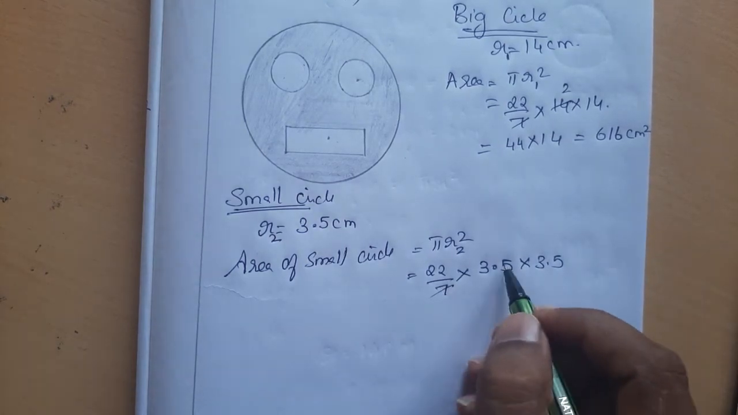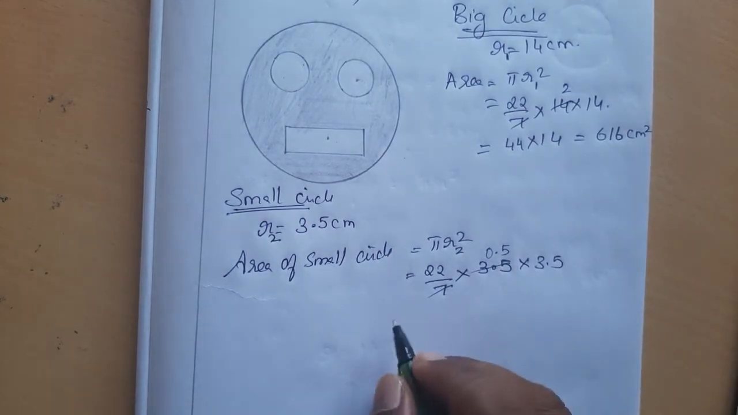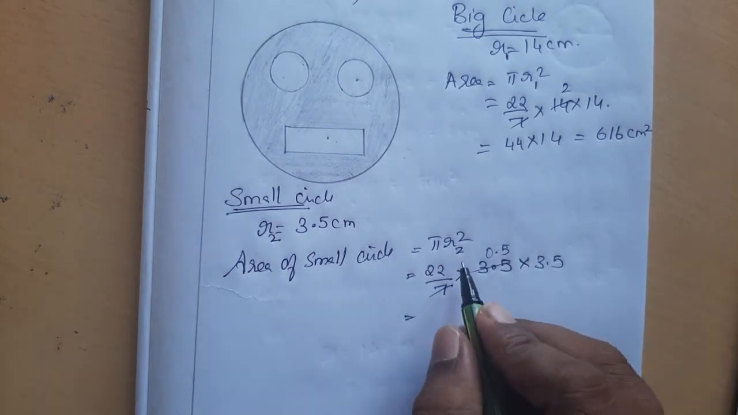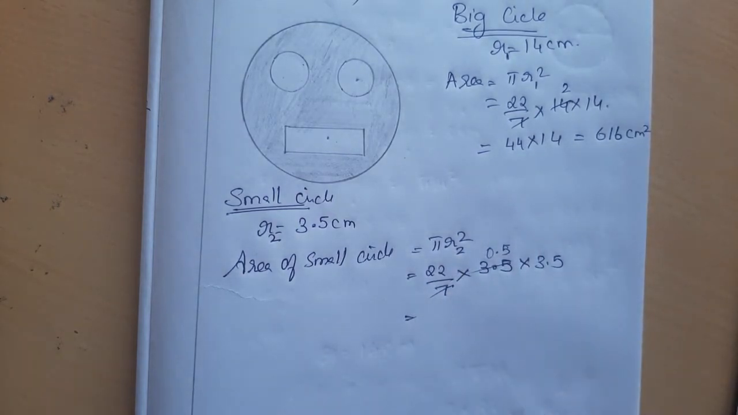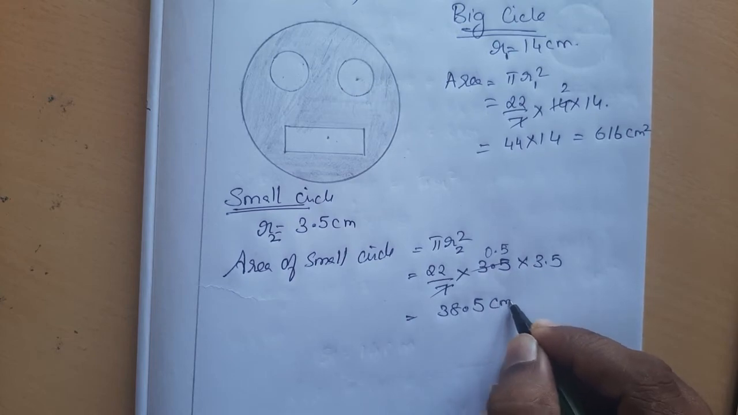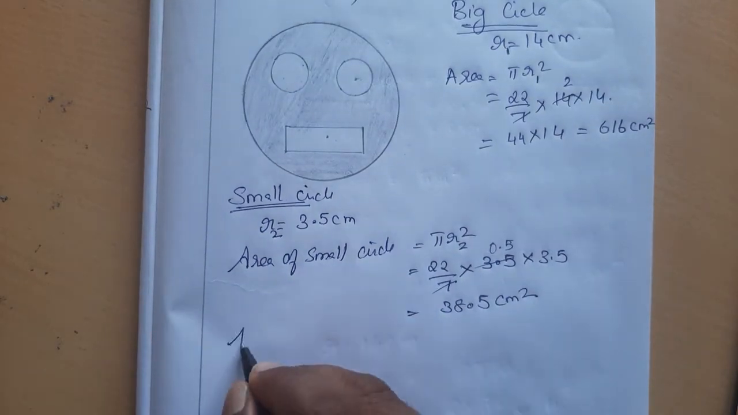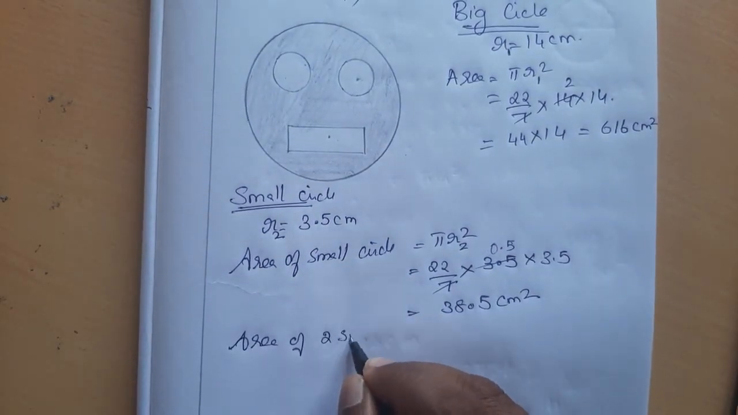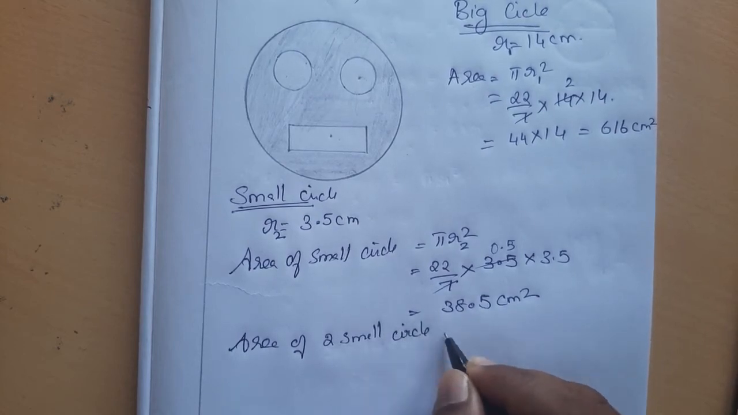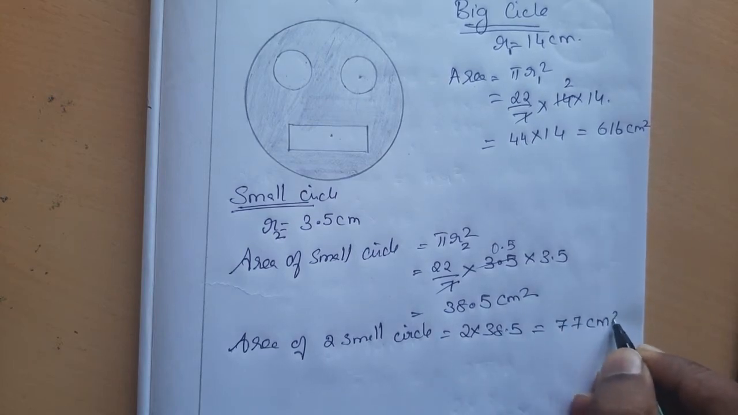We can cancel, this is for 0.5 times, right? And if you multiply 0.5 into 22, it will become 11, and 11 into 3.5 will become 38.5 centimeter square. This is for one small circle. We have to find two small ones, so with that only we have to subtract. Then area of two small circles is equal to 2 into 38.5, which is equal to 77 centimeter square.